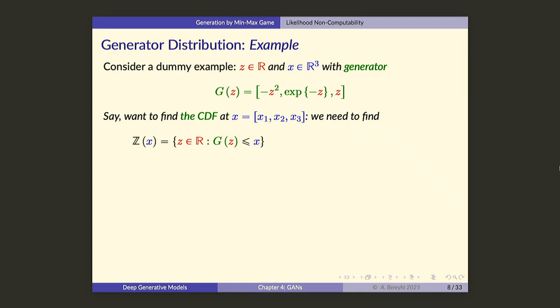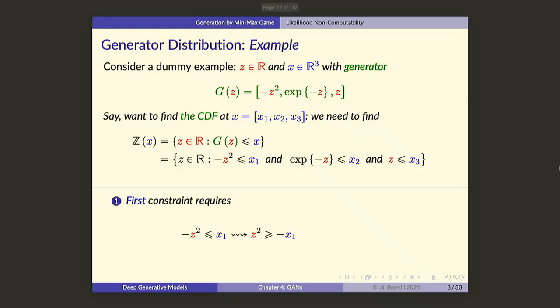And you can just open it up, make it easier. So it means that the first entry of your generator is smaller than x1. Second entry of your generator is smaller than x2. Third entry of the generator is smaller than x3, right? Okay, so you need to find the set of values for z, the real values, which satisfy all the three constraints, right? Okay, so let's write down the first constraint.